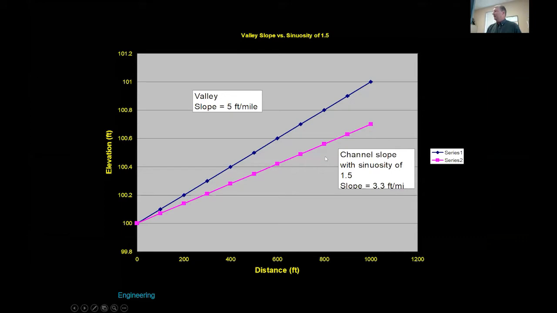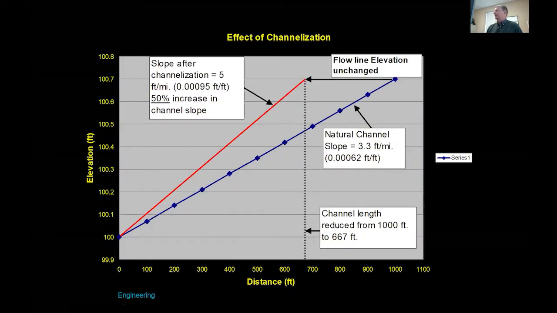For instance, in this 1,000 feet of channel, the channel originally was a meandering channel with a sinuosity of 1.5, and that gave it a slope of about 3.3 feet per mile. Well, with the channelization, the valley slope itself is about 5 feet per mile. So if you look at how much that actually increased the bed slope of the channel, it's a 50% increase in the channel slope in that region for this stream, which the stream is going to respond to.